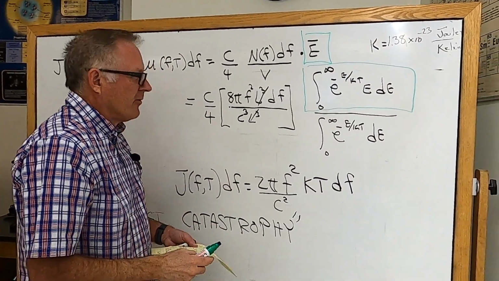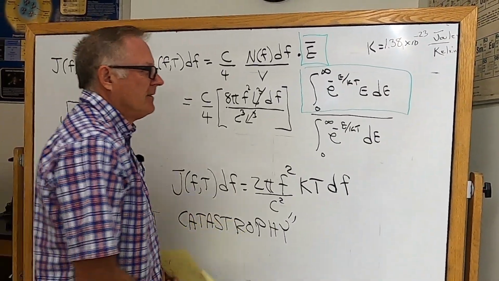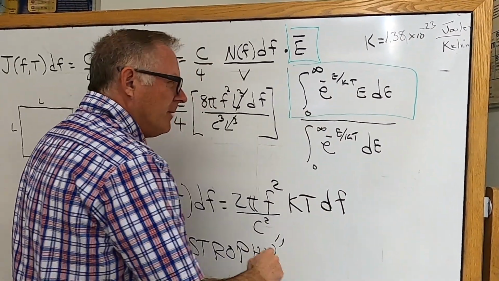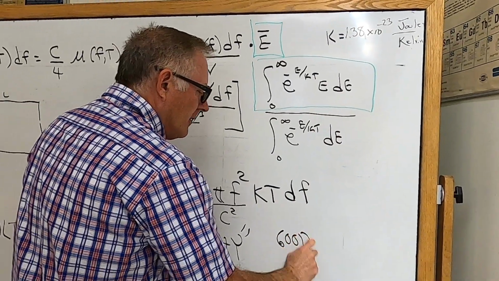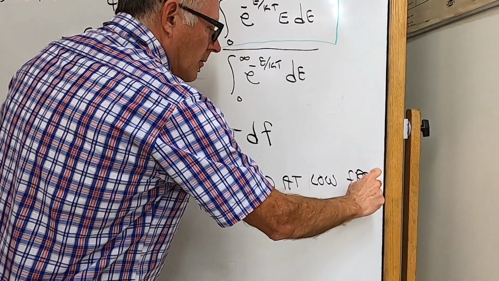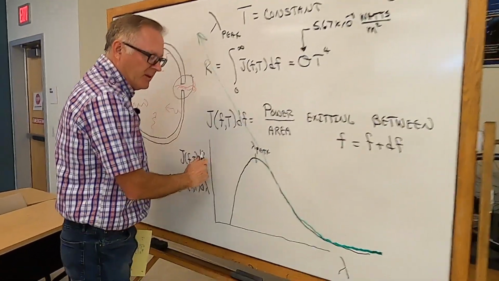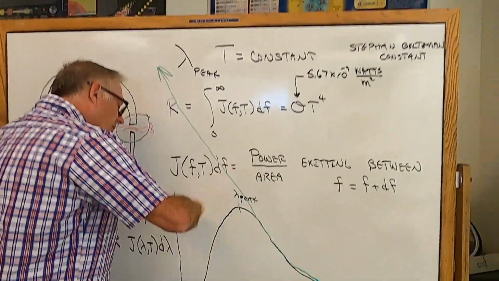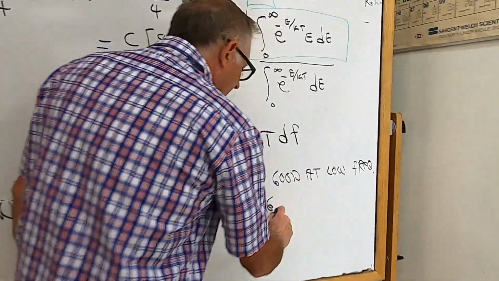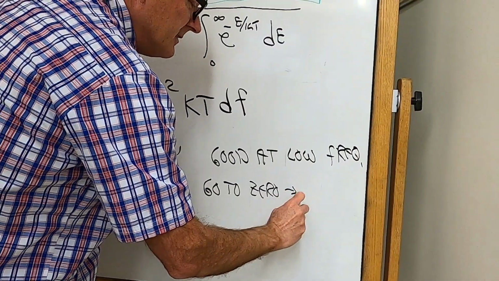What do I want that integral to do? I'd like it to be fine, because at low frequencies, at small frequencies, I want this to work out pretty good. So this should be good at low frequencies. But I want it to bend down at high frequencies. This is high frequency over here. Short wavelength is high. So I want it to go to 0 at high frequencies.